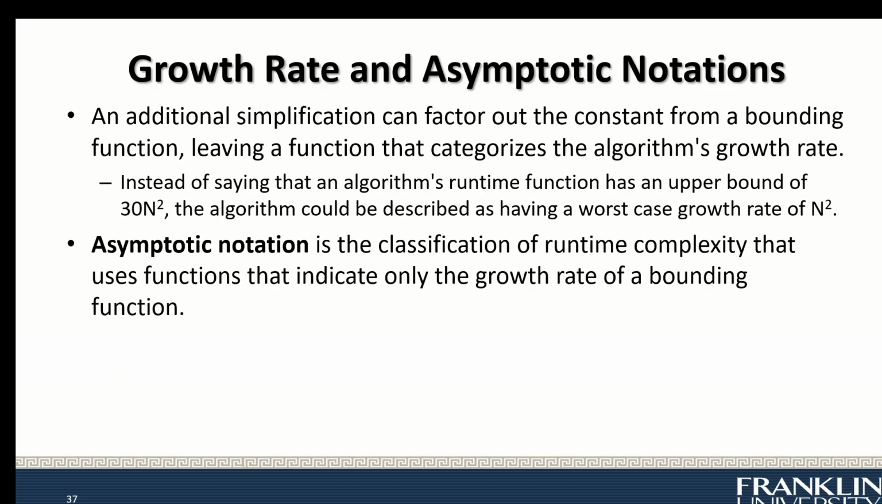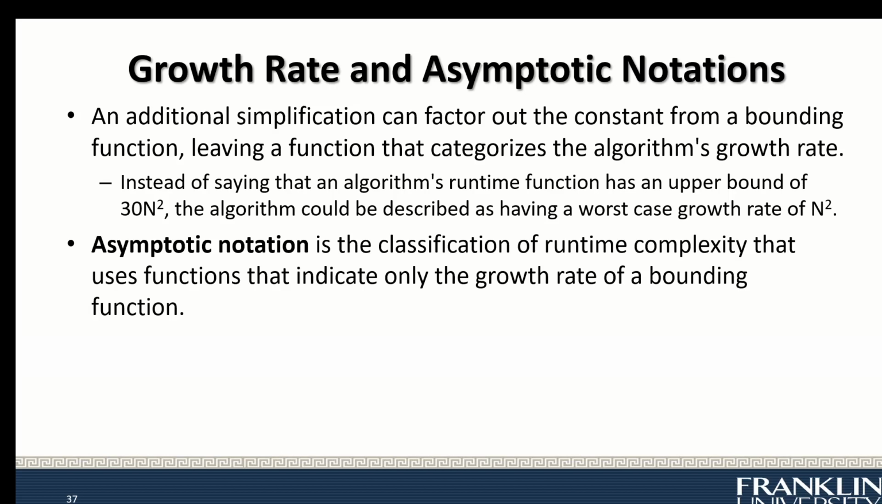And finally, let's talk about the asymptotic notation. In addition, the simplification can factor out the constant from a bounding function, leaving the function characterized as the algorithm growth rate, just like the big O notation. Just look at the trend. Instead of having a constant in front of the n squared or n cubed or n, so instead of saying an algorithm's runtime has an upper bound of 30n squared, the algorithm could be described as having a worst case growth rate of n squared.